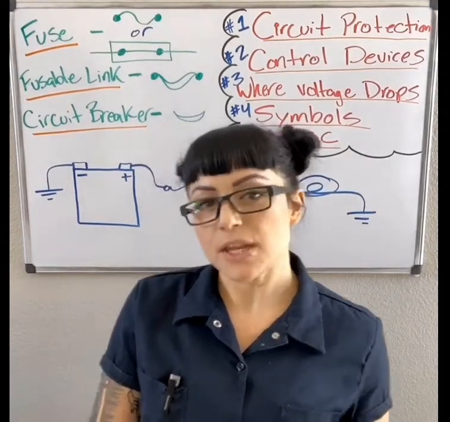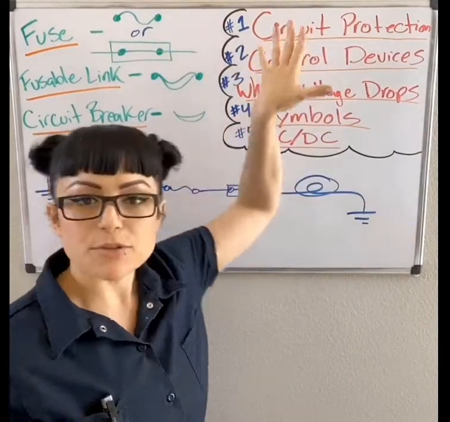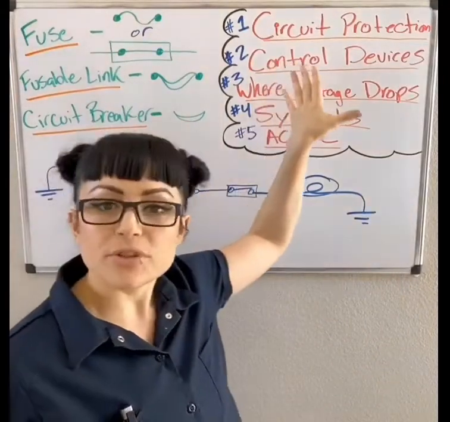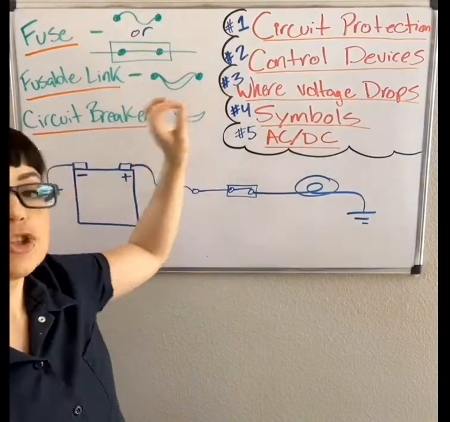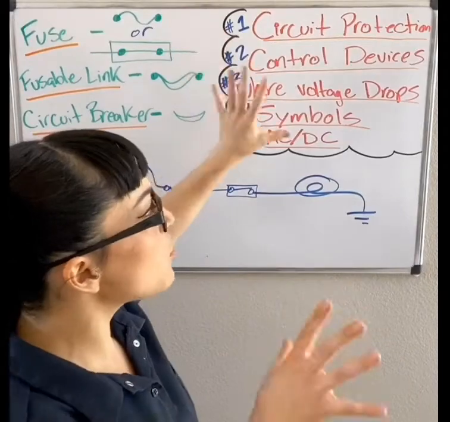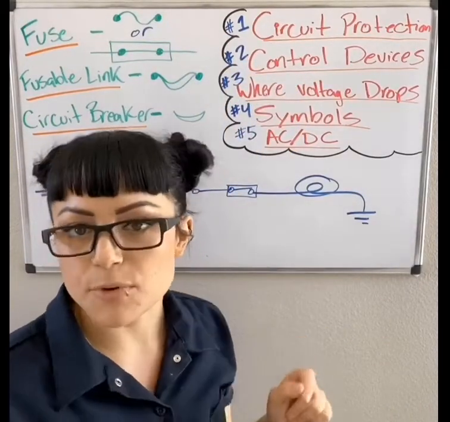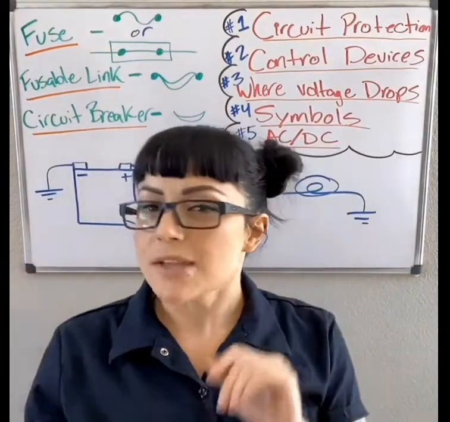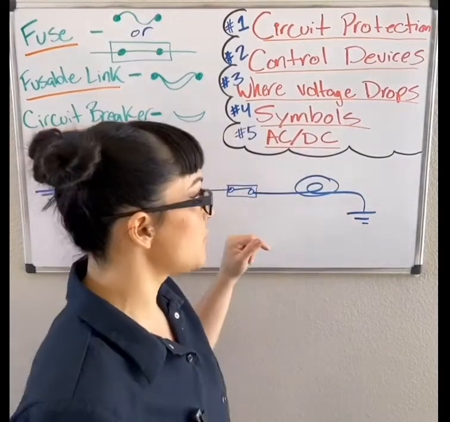So in this video, our agenda is to talk a little bit about circuit protection, what it is, how it does it, control devices, aka switches. Then we're going to get a little bit into where voltage should drop in a circuit. We'll probably talk about some miscellaneous symbols that you're going to want to know when you're looking at a wiring diagram. I'm just going to talk about the basics right now. I'll leave the higher end stuff for an electrical class.